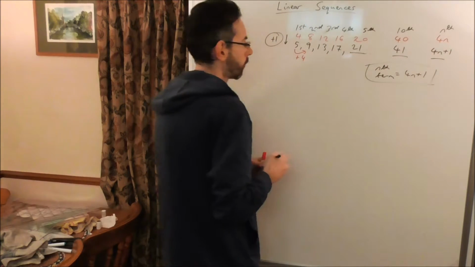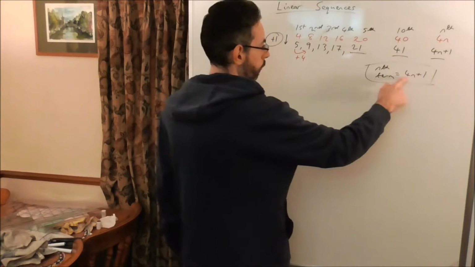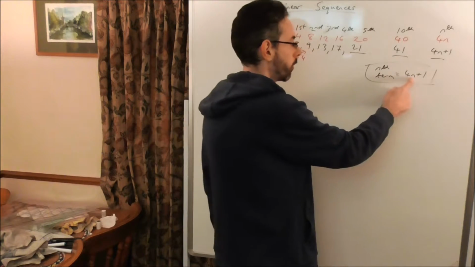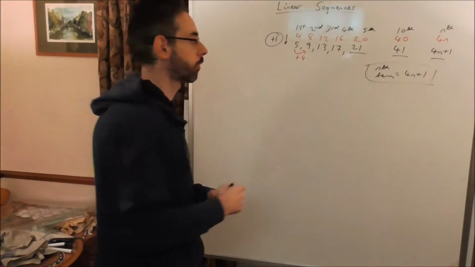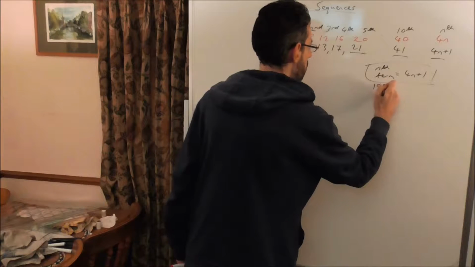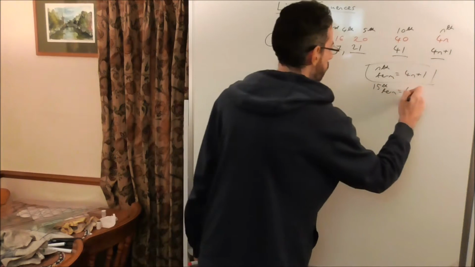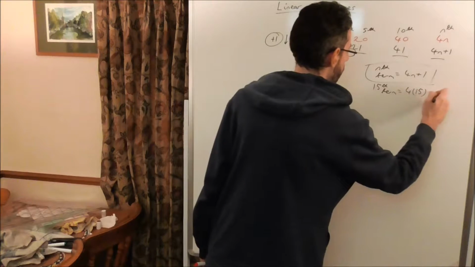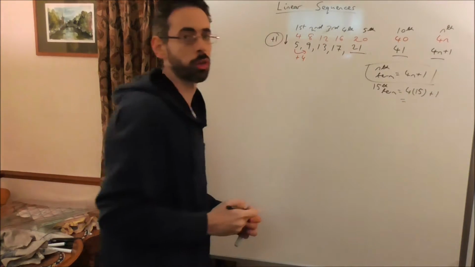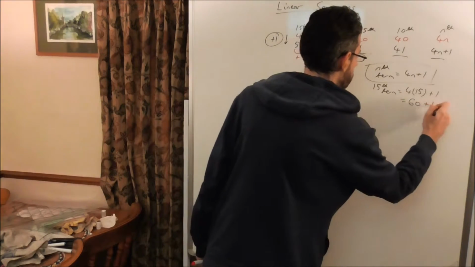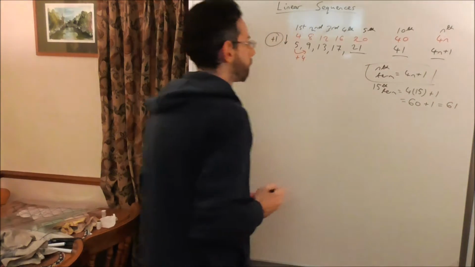And all that's saying is to find a term of our sequence, you just do 4 times its position plus 1. Remember, n just stands for the position number of the term. So for example, if you wanted to know the 15th term of our sequence, you just put 15 into the formula. You just do 4 times 15 plus 1. 4 times 15 is 60. And when you add 1, you get 61.